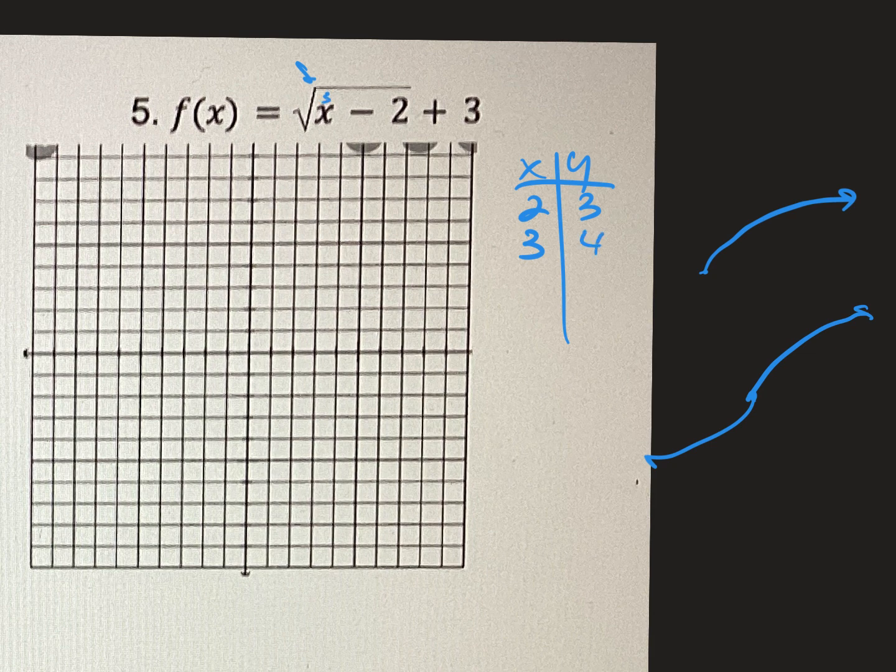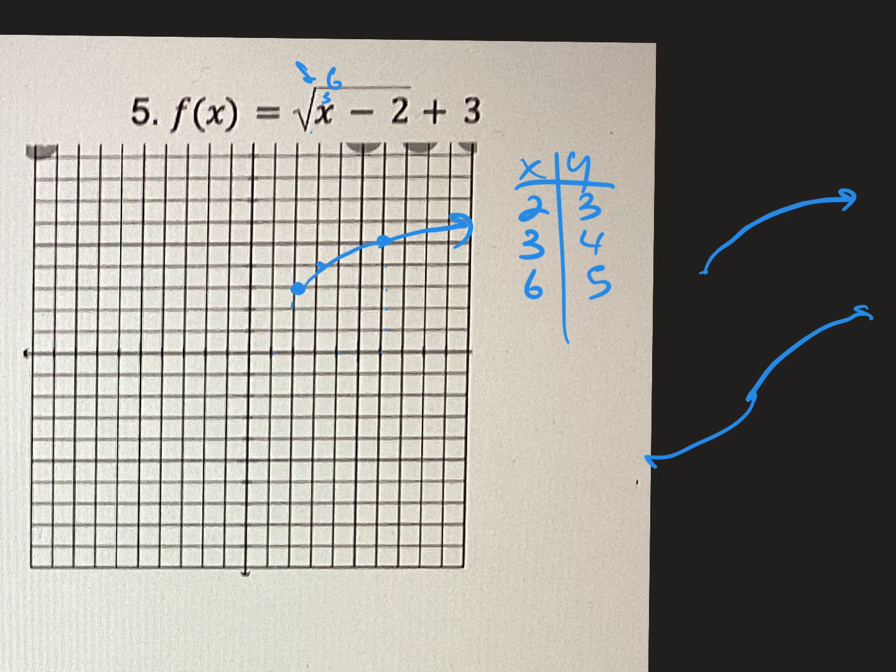Let's get one more point here. I'm going to go with 6. Because if I plug 6 in there, 6 minus 2 is 4. 4 has a square root, which is 2. 2 plus 3 is 5. So let's find those: 2, 3. Right there, 3, 4. And then 6, 5. 1, 2, 3, 4, 5, 6. 1, 2, 3, 4, 5. So that graph's going to look just like that.